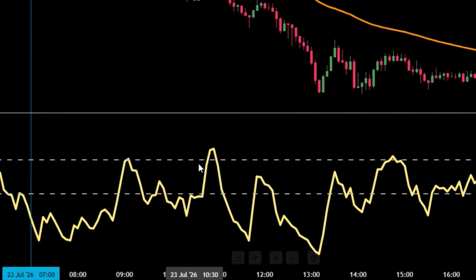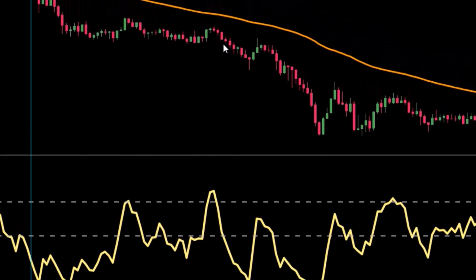Next, the price makes a small pullback and the RSI rises toward the 60 level. But we don't enter the trade yet. We wait for confirmation. The RSI should stop rising and begin turning downward, and we want to see a bearish candle showing that sellers are stepping back in.